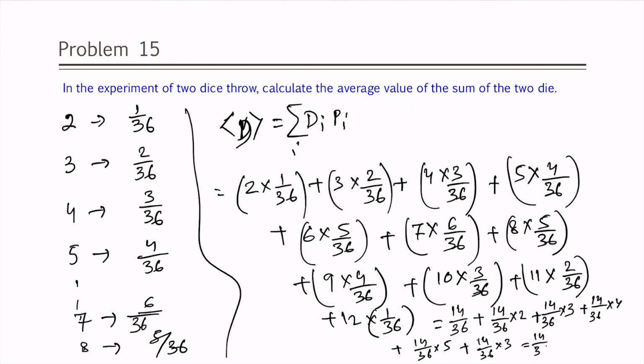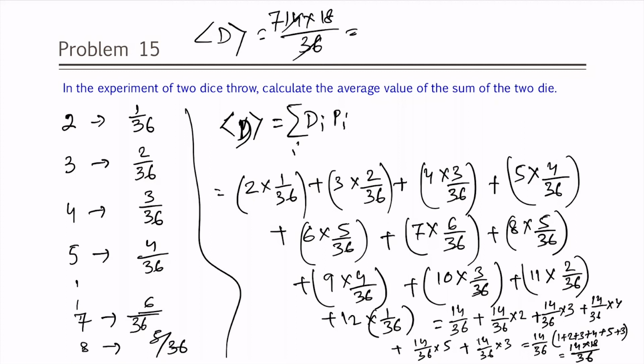Now you see, by the symmetry of the problem, I can take 14 by 36 common, and that leaves me with the sum of 1 plus 2 plus 3 plus 4 plus 5, so the sum up to 5, and additionally 3. We know the sum up to 5 is 5 into 6 by 2, which is 15, and plus 3 is 18. So it is nothing but 14 into 18 by 36. The answer, average d, is 14 into 18 by 36. Let us simplify it a little bit. So the answer is 7, basically, as you can see. So the expectation value of throwing 2 dice is 7.